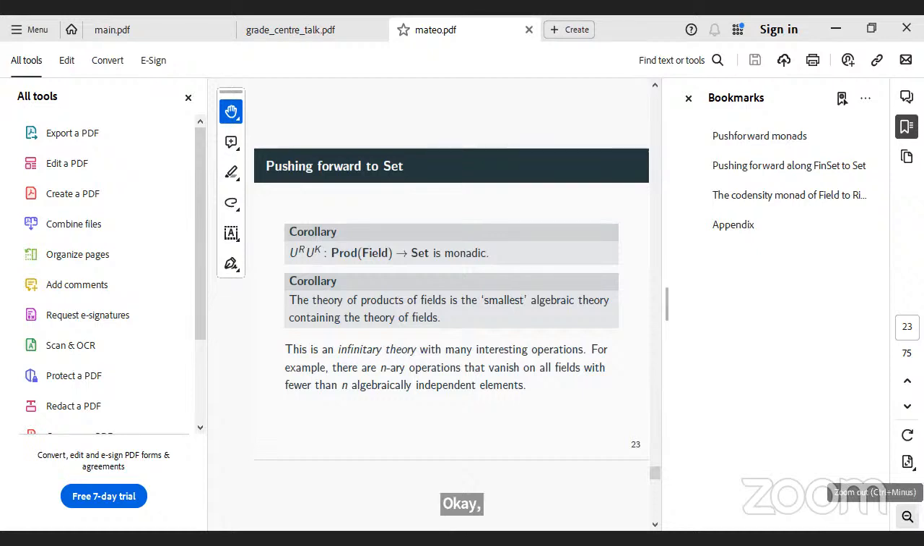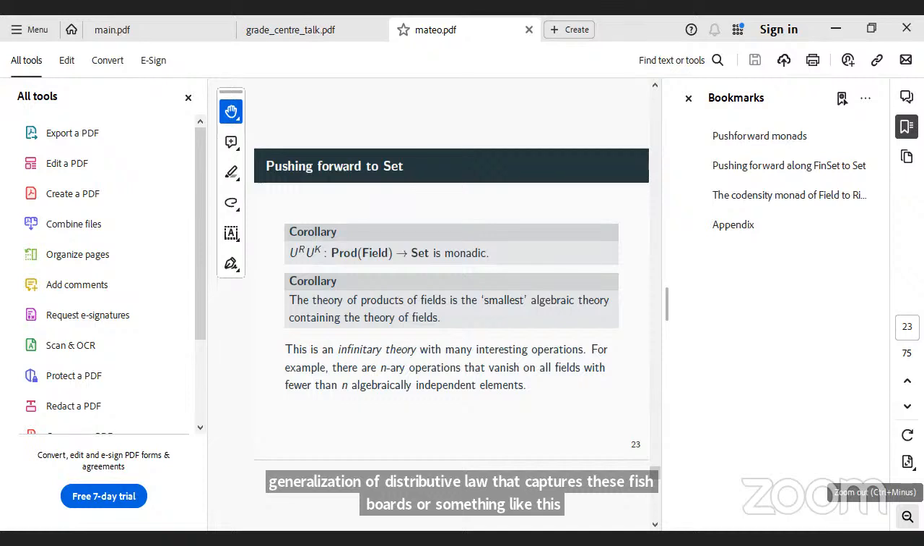Well, first of all, thank you for the talk. That's very interesting. I was wondering whether there's some relationship between these push forwards and distributive laws, because it looks a bit like, when say G is monadic, this is a lifting of a monad. And so I was wondering, is there some sort of generalization of distributive law that captures these push forwards or something like this? So I guess I have two answers to that.